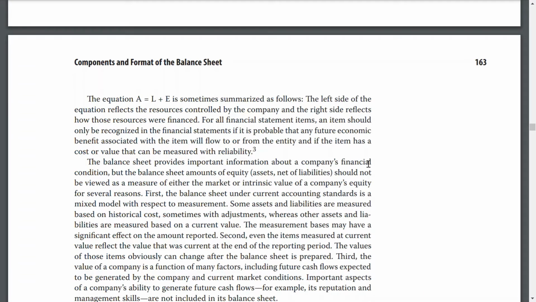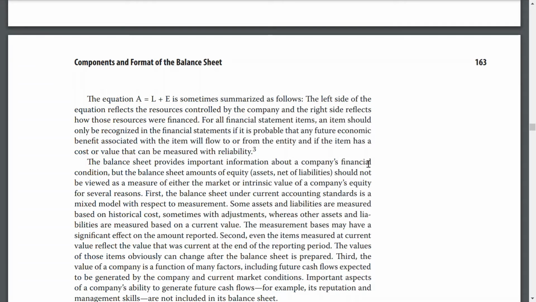The left side of the equation reflects the resources controlled by the company, and the right side reflects how the resources were financed. For all financial statement items, an item should only be recognized in the financial statements if it is probable that any future economic benefit associated with the item will flow to or from the entity, and if the item has a cost or value that can be measured with reliability.